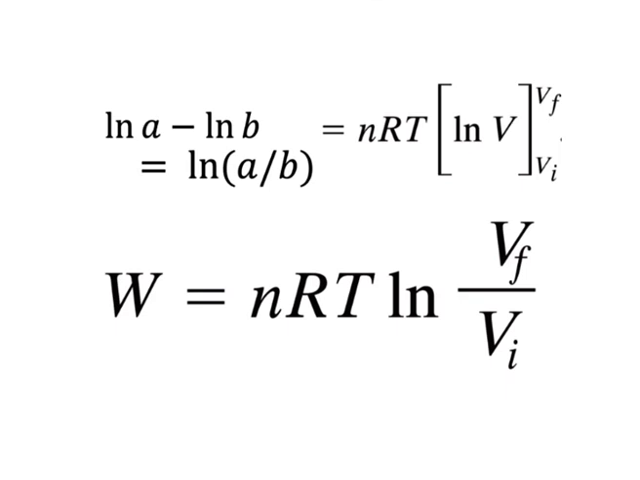For an expansion, Vf is greater than Vi. So the ratio Vf/Vi in this equation is greater than unity. The natural logarithm of a quantity greater than unity is positive, and so the work W done by an ideal gas during an isothermal expansion is positive, as we expect. For a compression, Vf is less than Vi, so the ratio of volumes is less than unity. The natural logarithm in that equation is negative, hence the work is negative, again as we expect.